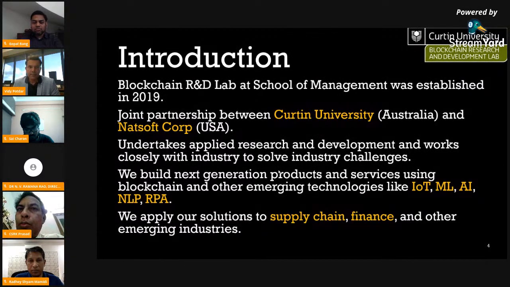Now, about the blockchain research lab, we started discussions with NatSoft in 2019. That's when we formally launched the lab in partnership with NatSoft. NatSoft brings excellent skill sets not only in blockchain, but a wide range of other emerging technology areas, including IoT, machine learning, AI, and so on.